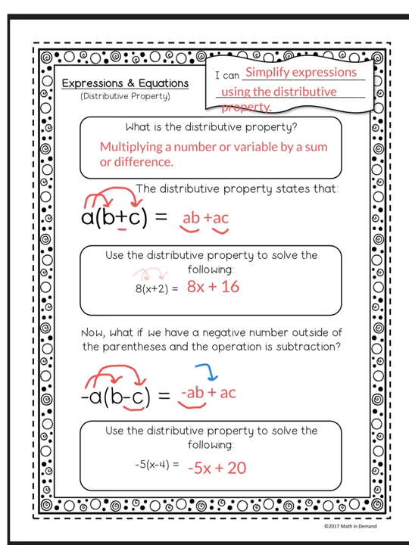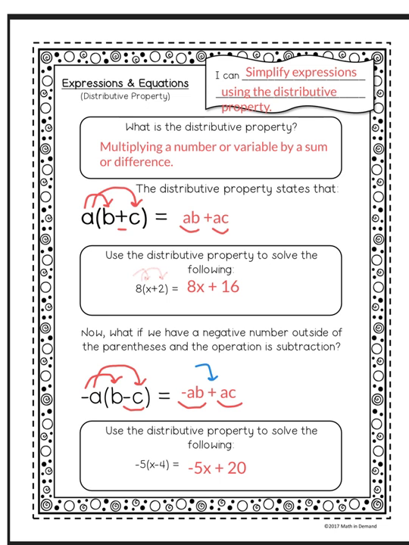So notice I now changed this symbol in the middle to a plus sign. And then we multiplied the A times the C, and I got AC. Again, that is why the symbol in the middle changed to a plus sign, because a negative times a negative is a positive.